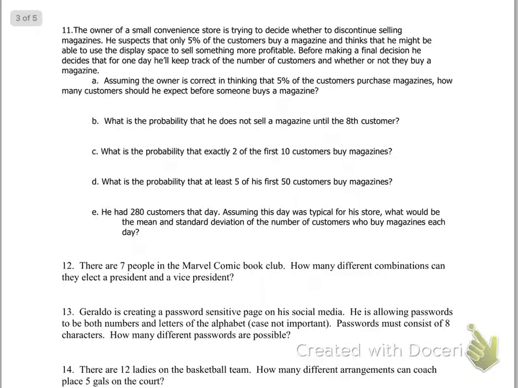Okay, so hopefully you realize that A is going to be geometric, and what you expect is the mean. So the mean is going to be 1 divided by 0.05, which I believe is 20? It is 20 purchases, right? Because that's what it is about.